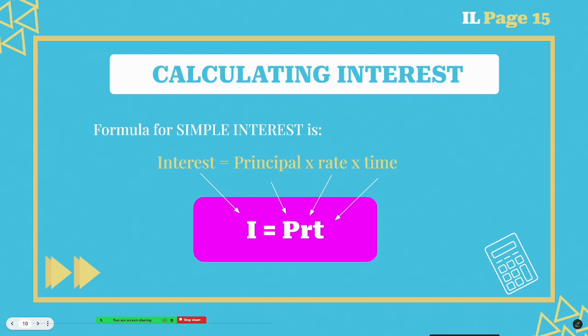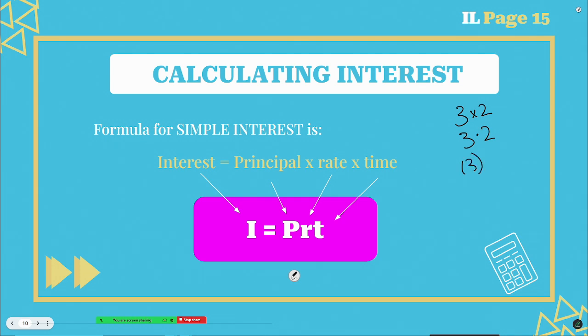In order to calculate simple interest, we're going to use the formula interest equals principal times rate times time. Remember yesterday we talked about all the different ways to write multiplication. We can say 3 times 2 with the little x symbol. We could say 3 times 2 with the dot in between. We can do a bracket, 3 times 2. We can put both the 3 and the 2 in brackets. All of these mean ways to multiply.